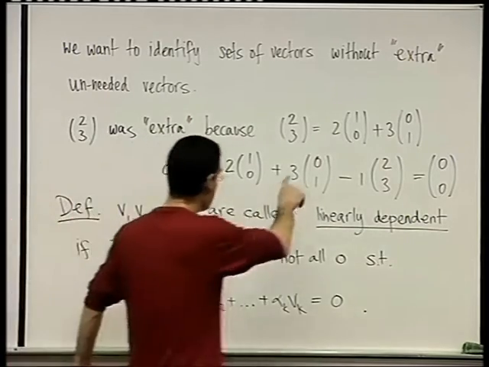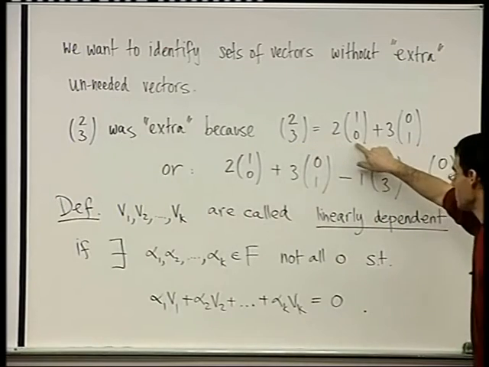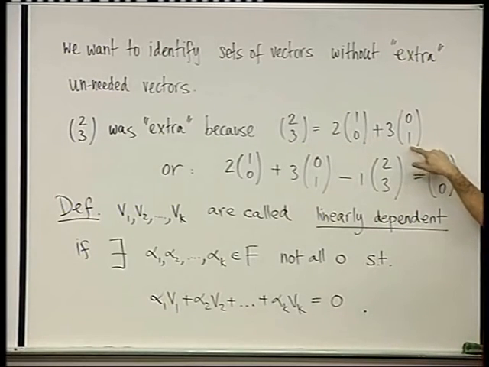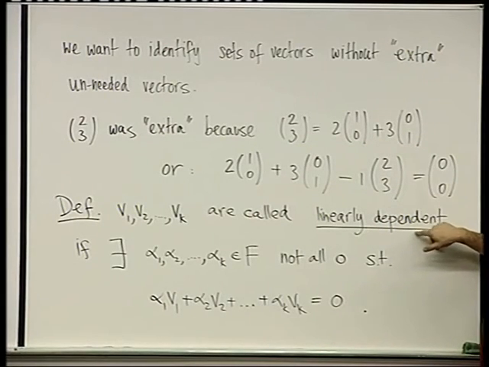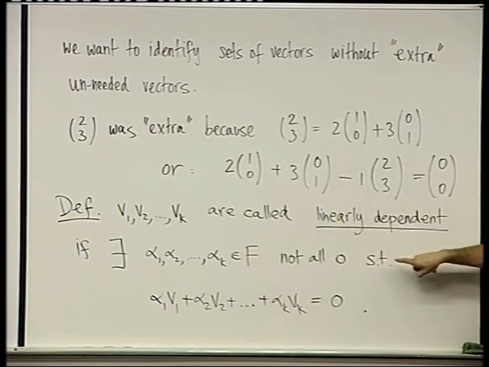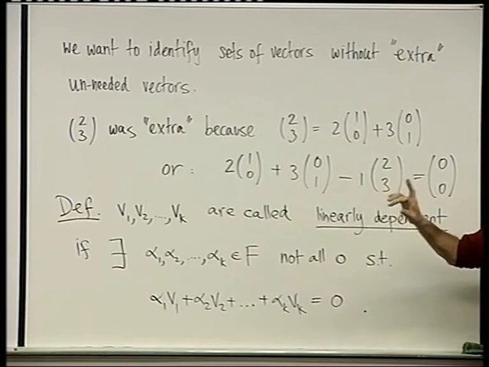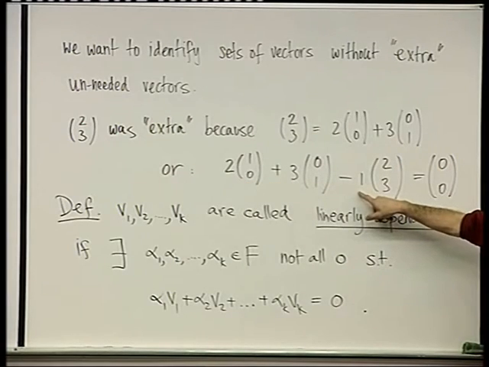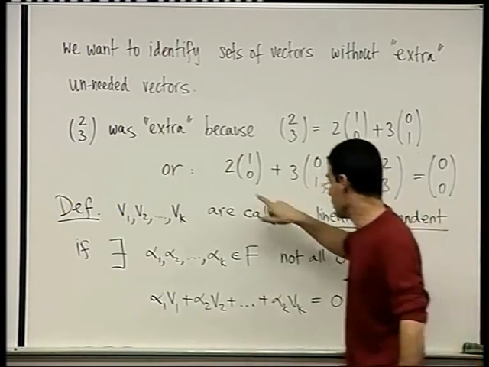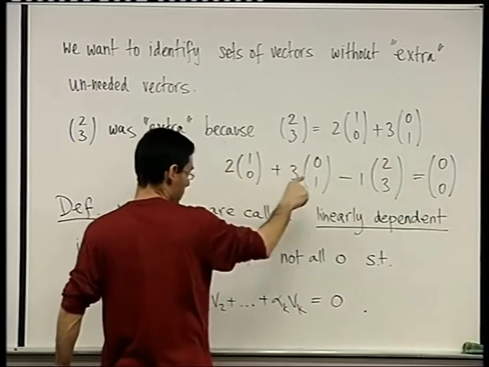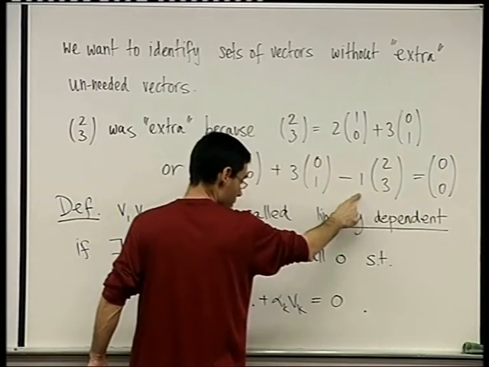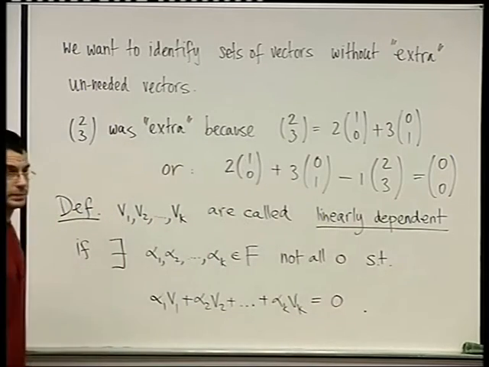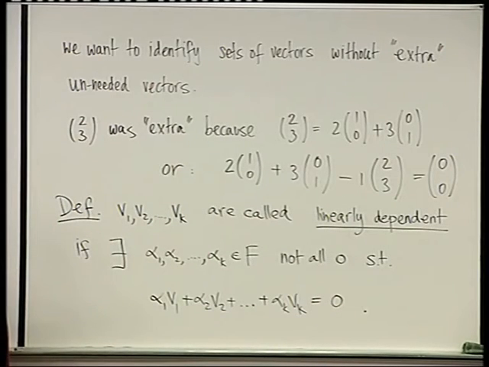The set of these three vectors, (2, 3), (1, 0), and (0, 1), is linearly dependent. There exist non-zero scalars, well, not all zero scalars, namely 2, 3, and negative 1, such that the linear combination with these scalars, 2 times this one plus 3 times this one minus 1 times this one, gives you 0. Clear? Everybody good? Okay.